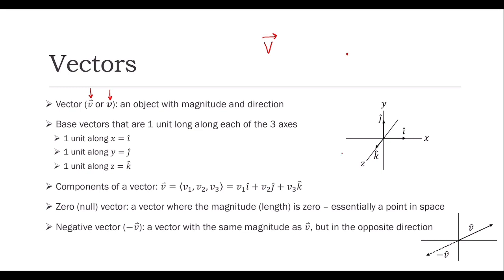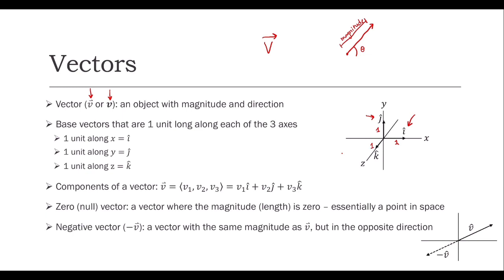So a vector is a little arrow, and it's important to know the magnitude, which is the length, and the direction, so the angle that it's pointed in. The base vectors are 1 unit long along each of the 3 axes. Your i vector is 1 unit in the x direction, your j vector is 1 unit in the y direction, and your k vector is 1 unit in the z direction.